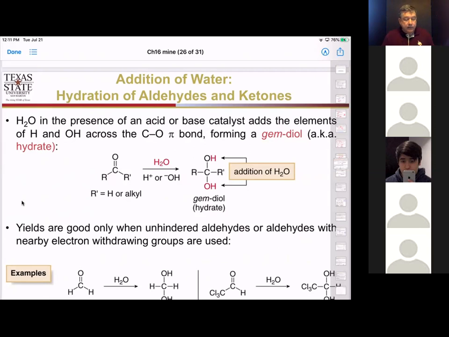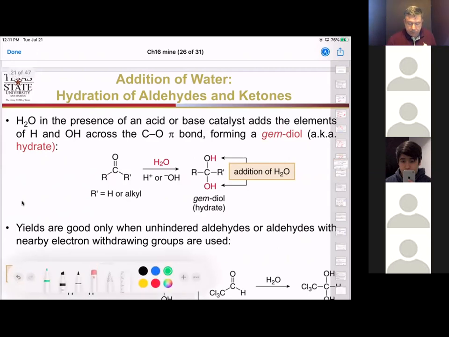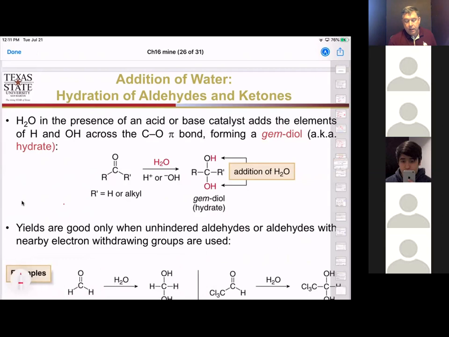So in the case of this reaction here, let me pull up red ink right here. So when we add water across here, we're going to put the OH of the O of the water, the oxygen of the water, onto the carbonyl, and the H of the water onto the oxygen here.